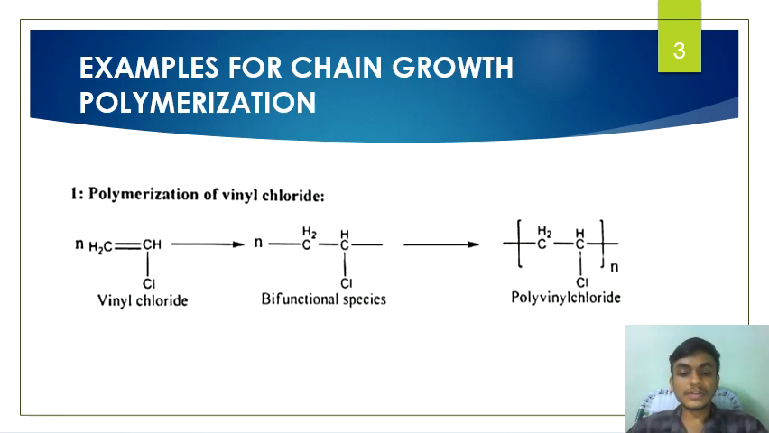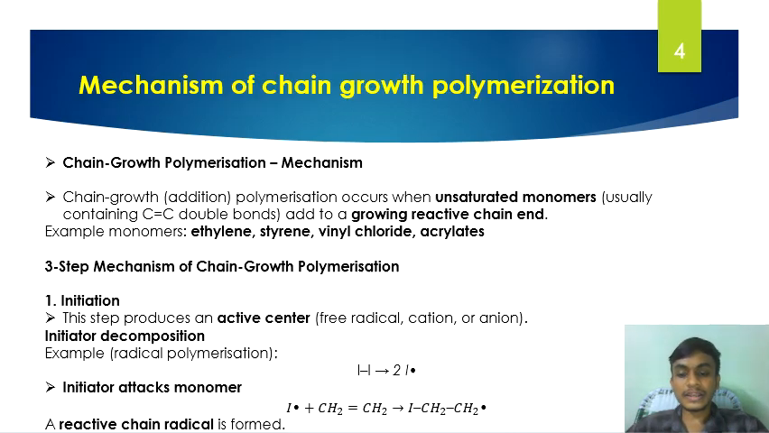Some common examples of chain growth polymers are polyethylene, polypropylene, polystyrene, PVC. All these materials are used in everyday applications like packaging, bottles, pipes and household plastics.